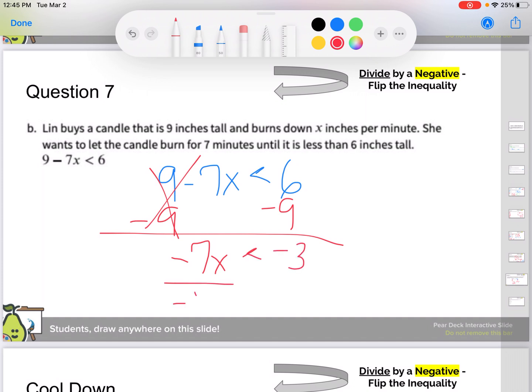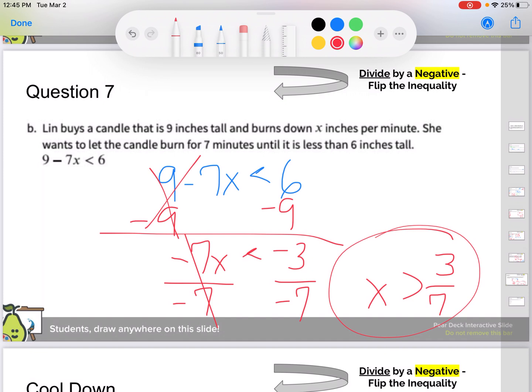Now when we divide by that negative 7, we're left with x. We have to flip the inequality. So x has to be greater than 3/7. Okay? Or you could divide that in your calculator, 3 divided by 7. And you're going to get 0.42857. It's going to be crazy. So that's going to be your answer. So when you divide by a negative, so I divided by a negative, you flip the inequality.